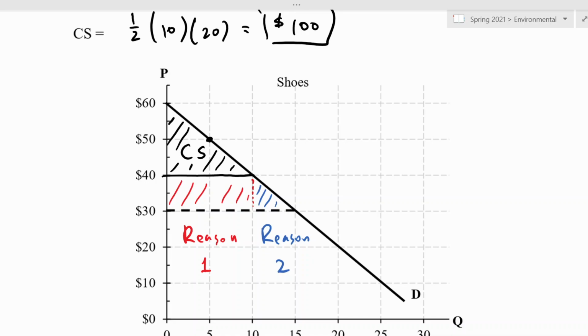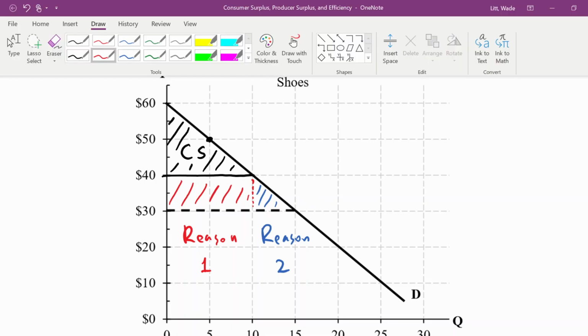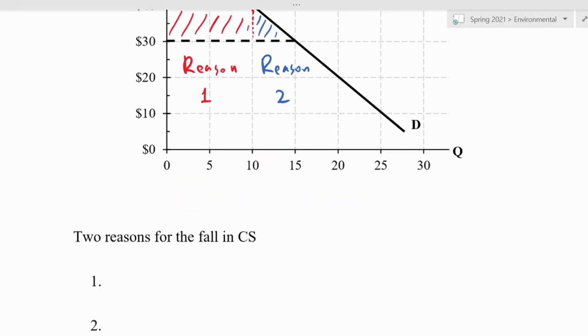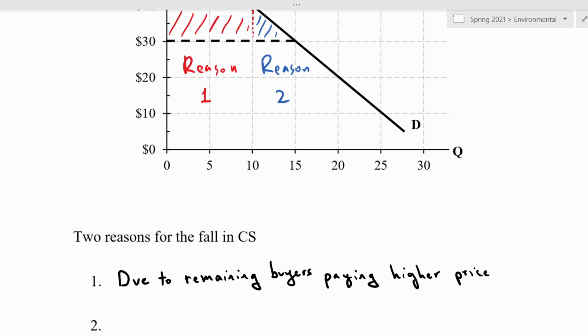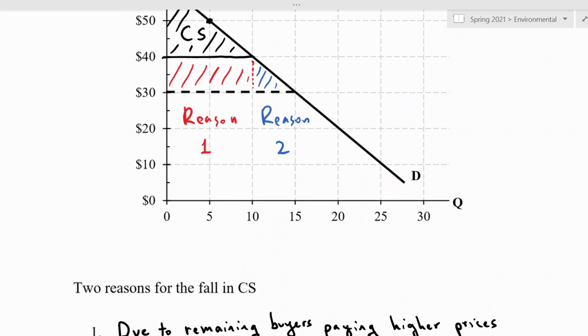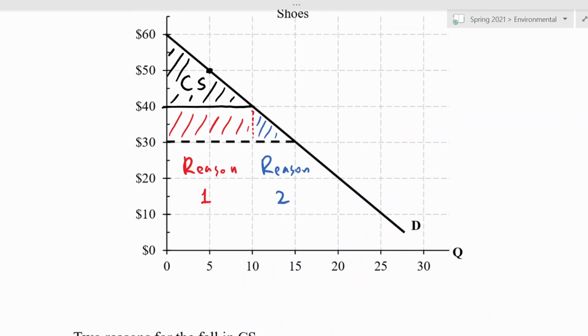And so for reason number 1, we have people who are still in the market, they're still buying the good, but they just have less surplus than they had before. Okay, and so this reason number 1 is due to remaining buyers paying higher prices. So that's one reason consumer surplus is lower. People are less well off because they're paying a higher price.